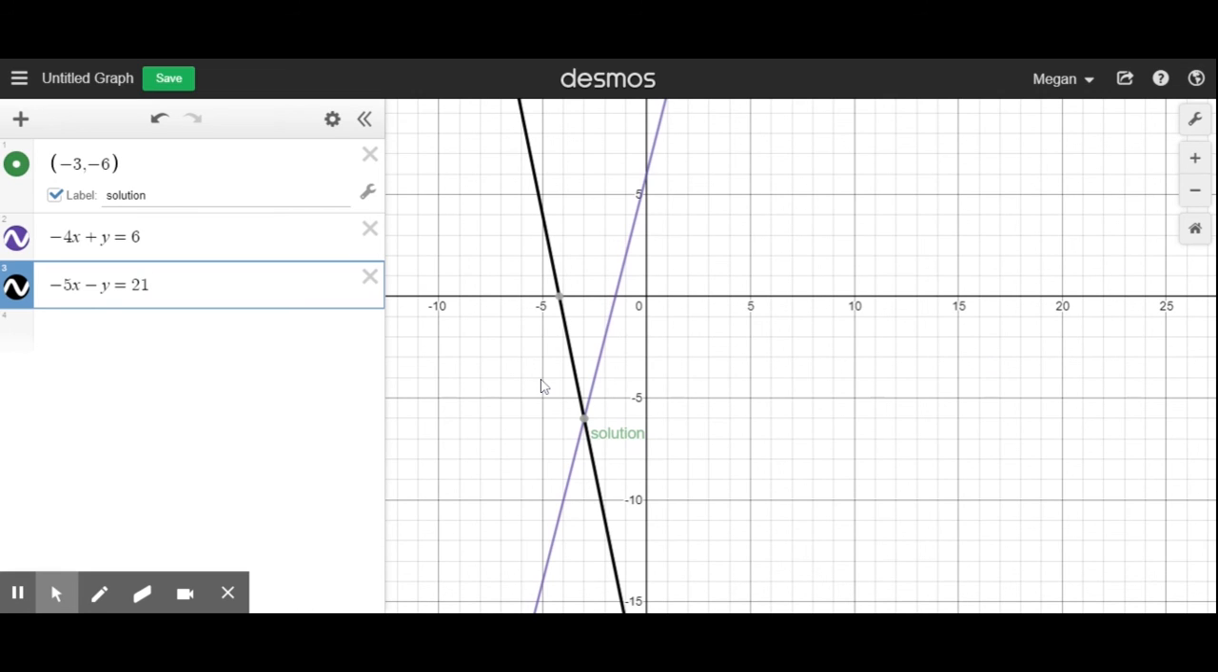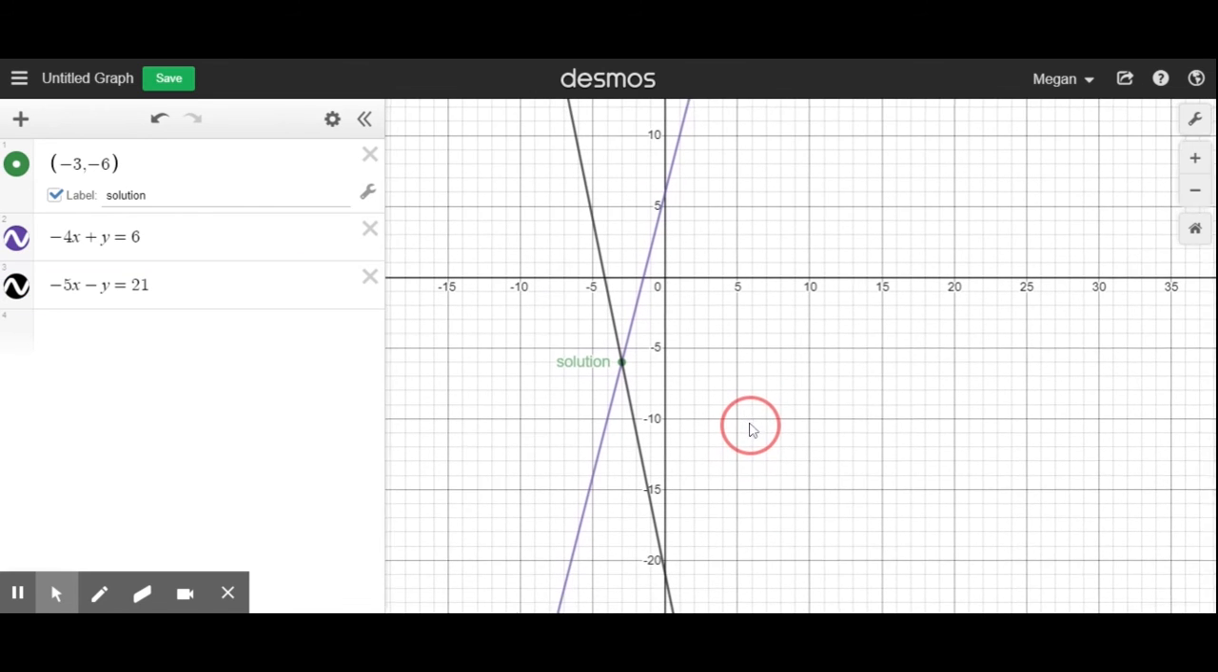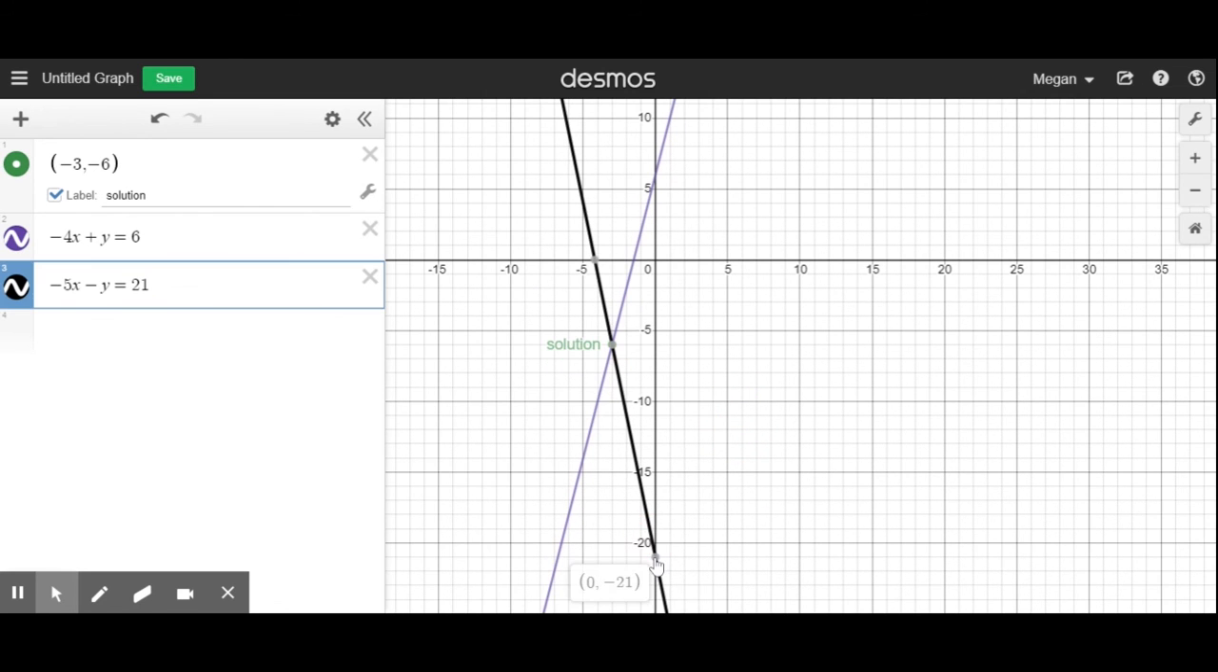On a side note, one nice thing about Desmos is, okay, so I have the black line selected, so I can look and see what my x-intercept is and what my y-intercept is, because these dots appear. Also, if I click on the purple one, the same thing happens. So that's a really handy tool for Desmos, and one of the reasons why I like it.